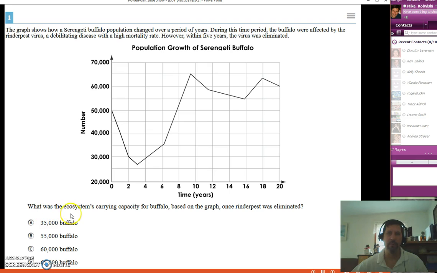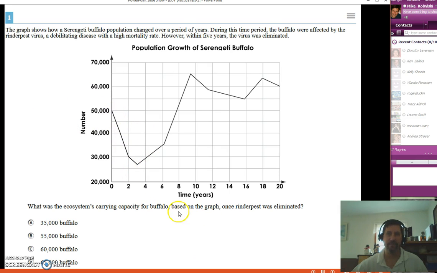The question is, what was the ecosystem's carrying capacity for the buffalo based on the graph once the rinderpest was eliminated? So you have to first of all identify where you think the rinderpest virus was. Well, most likely it's going to be where the greatest decline was. Okay, so this would be the greatest decline. There's a decline here, there's a decline here, but this is the most sharp decline. Over a three-year period, it dropped over 30,000, actually it would be 20,000 buffalo. Okay, so this is where it actually occurred.